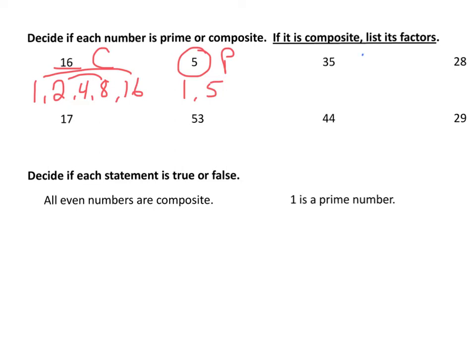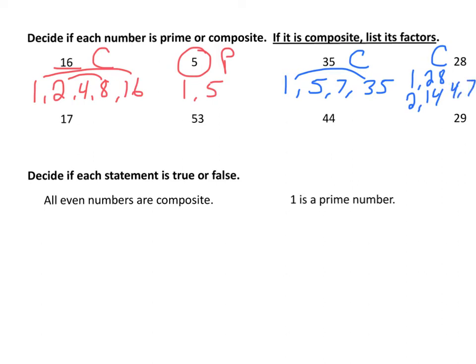35 would be a composite number because not only can I do 1 times 35, but I can also do 5 times 7. So because I have more than just two factors, that makes it a composite number. 28 is a composite number as well because I can do 1 and 28. I can do 2 and 14, or I can do 4 times 7. I have lots of options there.